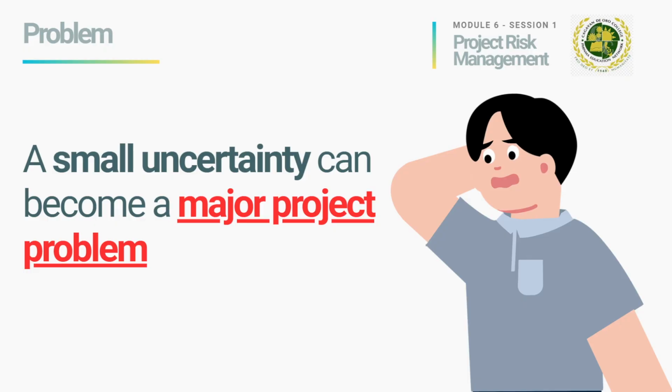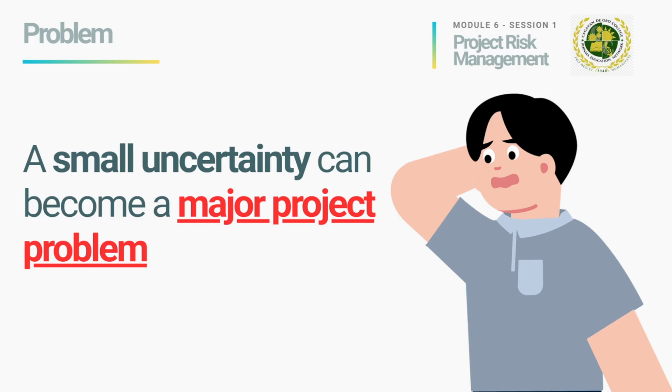So a small uncertainty can become a major project problem. Now, the reason why is that whenever we think of a project, we always think of a long-term process. Meaning that whatever the problem is, however big or small it is from the beginning, it needs to be solved immediately because it might cause a major project problem in the future.